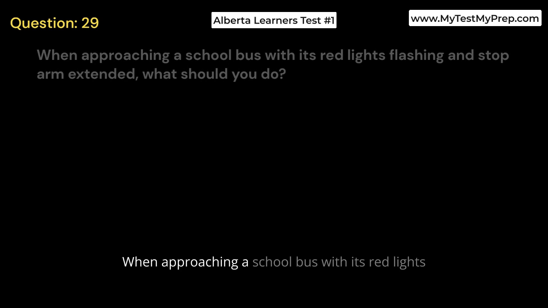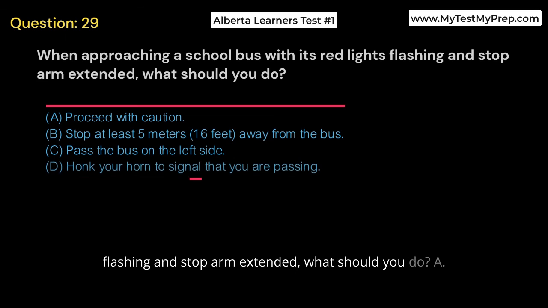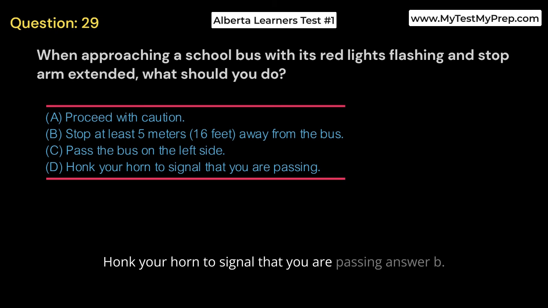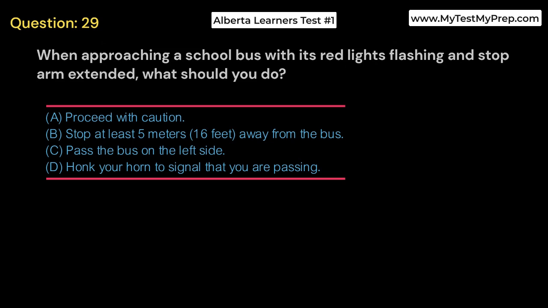When approaching a school bus with its red lights flashing and stop arm extended, what should you do? A. Proceed with caution. B. Stop at least 5 meters, 16 feet, away from the bus. C. Pass the bus on the left side. D. Honk your horn to signal that you are passing. Answer B. Stop at least 5 meters, 16 feet, away from the bus.